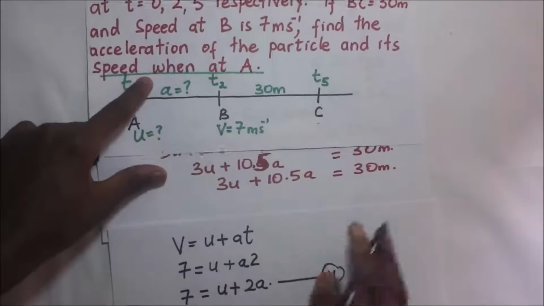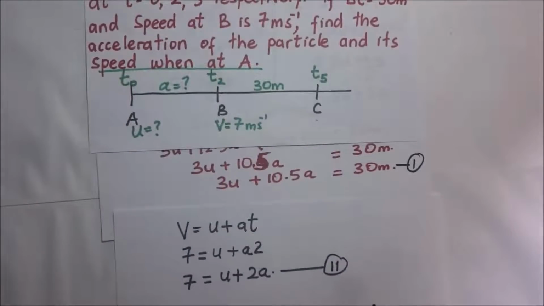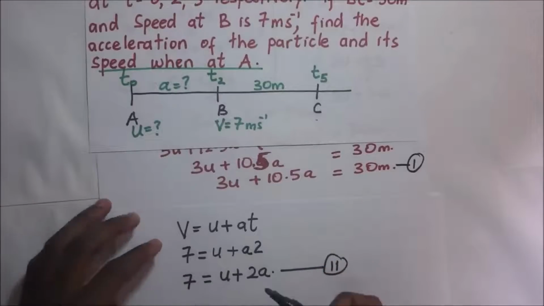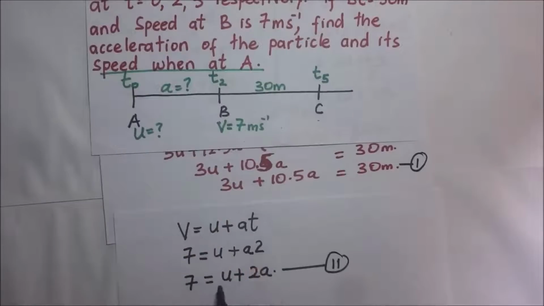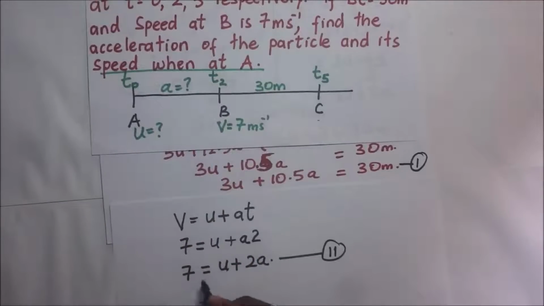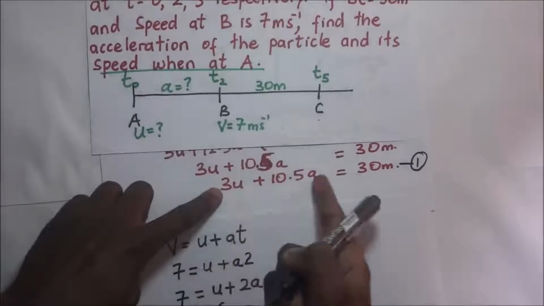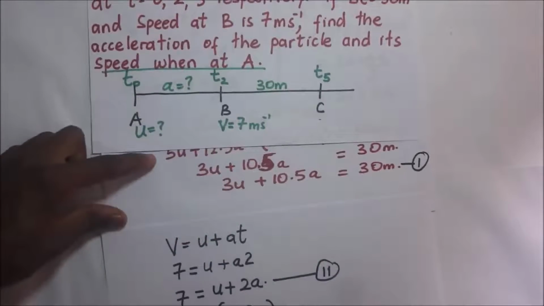Our first equation was this one. So from these two equations, we solve them simultaneously and get the value of a. Of course, we make u the subject of the formula here, and we substitute the u into there. If we make u the subject of the formula here, you'll find that u will be equal to 7 minus 2a. So we substitute for this value of u and put it right here, and when we put it right there, we're able to get the value of u and then finally the value of a.